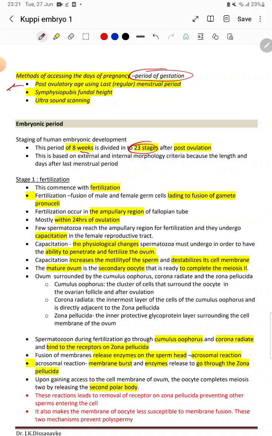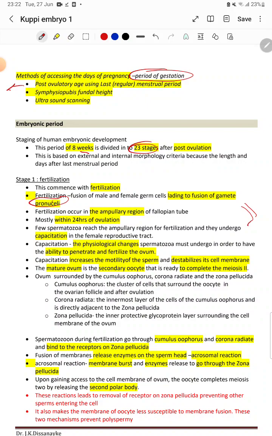you have the fusion of male and female germ cells, and so these germ cells give rise to the actual nuclei, and these nuclei, you specifically have to mention that it's pronuclei, and when these pronuclei fuse, that's when you get the zygote. And where does it happen? It happens in the ampullary region.